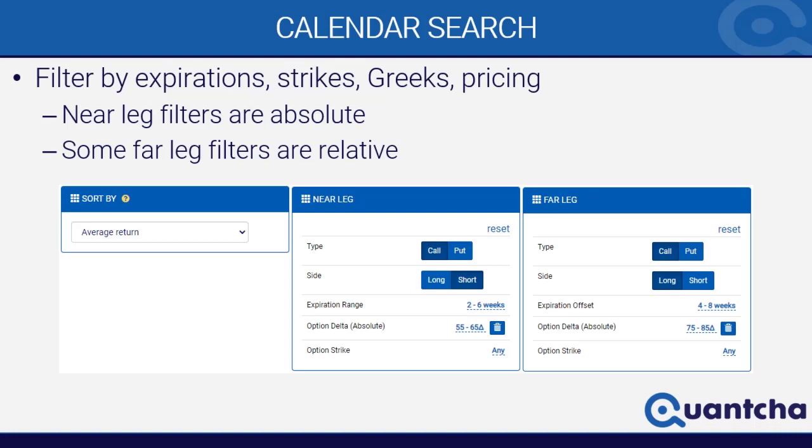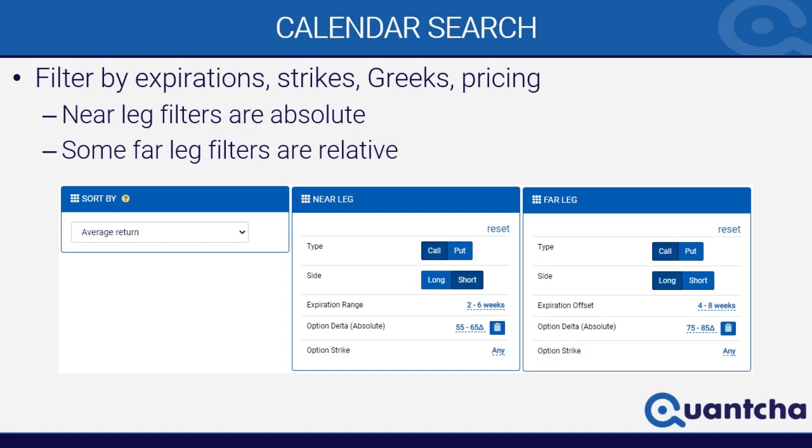In the cases where we have near leg filters, because we provide filters by the leg, the near leg filters are absolute, meaning you say the expiration range is how far from today, whereas the expiration offset in the far leg says based on what you picked for today's near leg, when that option comes up, it will determine which options to consider for far leg for expiration.